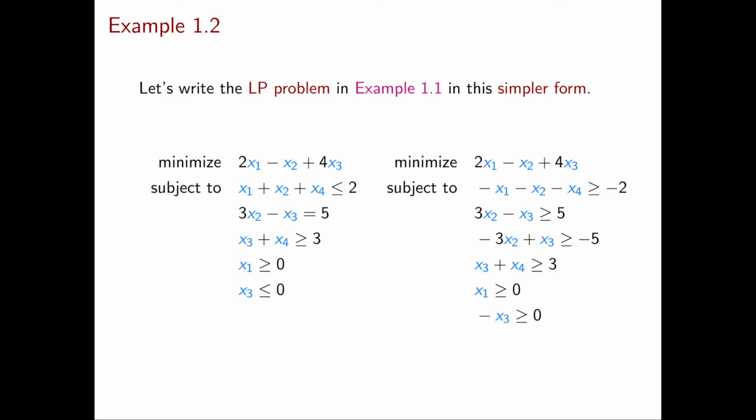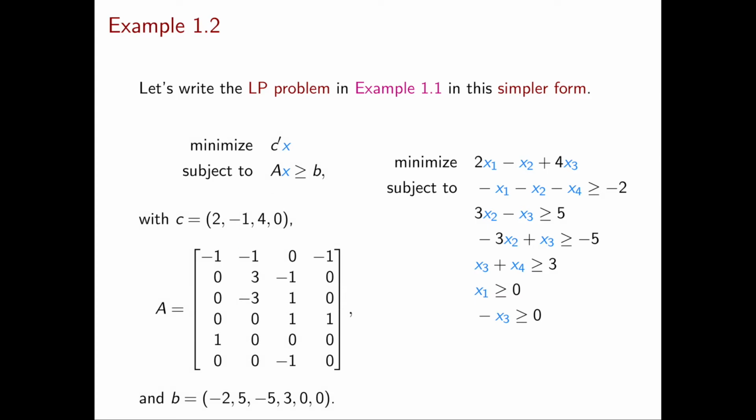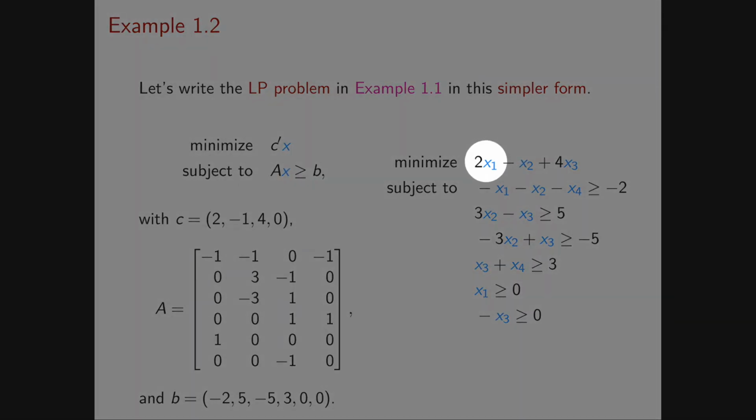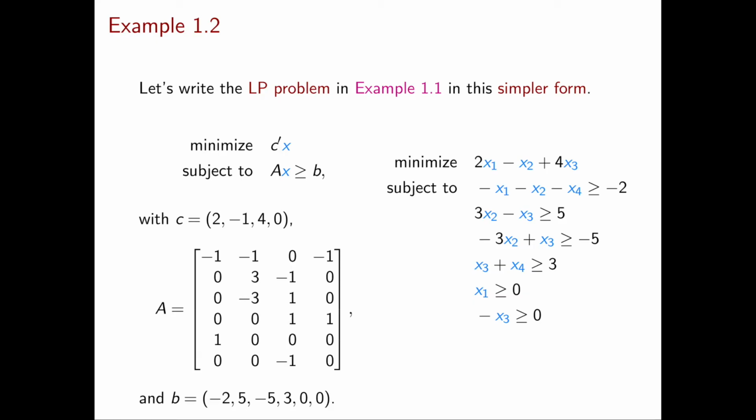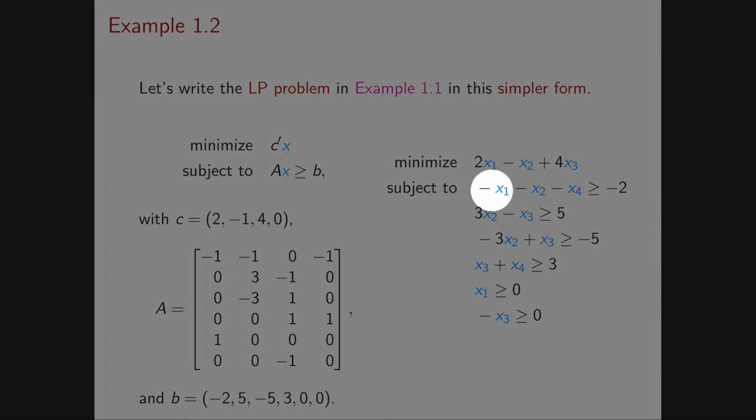Now we're ready to define our vectors c, A, and b. In particular, our cost vector c will have entries 2, -1, 4, and 0. In fact, here it is. Next, let's see how we construct the matrix A and the vector b. So the first row of A will have -1, -1, 0, because there's no x3, and -1, and the first component of b will be -2, and so on and so forth. You can construct all the remaining rows of A and components of b.